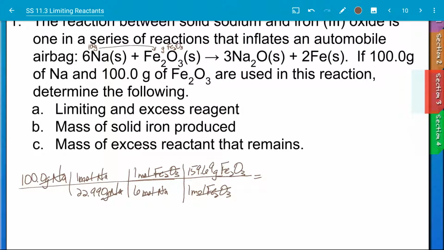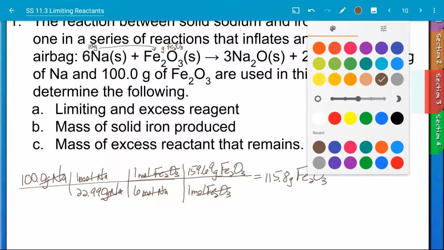So I'm going to say 100 divided by 22.99. That gives me how many moles of sodium I have. Then I'm going to divide that by 6, and that gives me how many moles of iron 3 oxide I have. Multiply that by 159.69, and that gives me how many grams of iron 3 oxide will react with 100 grams of sodium, and that number is 115.7. We're going 4 significant digits, so that'd be 78 grams of iron 3 oxide.